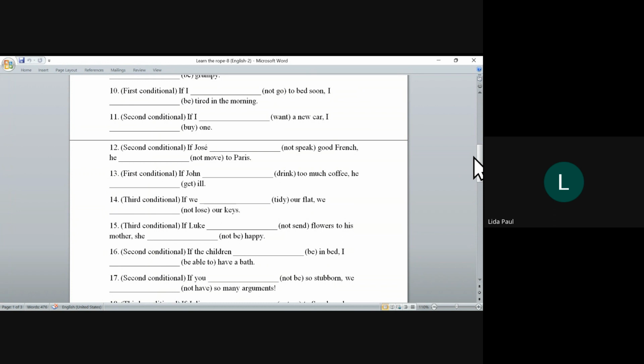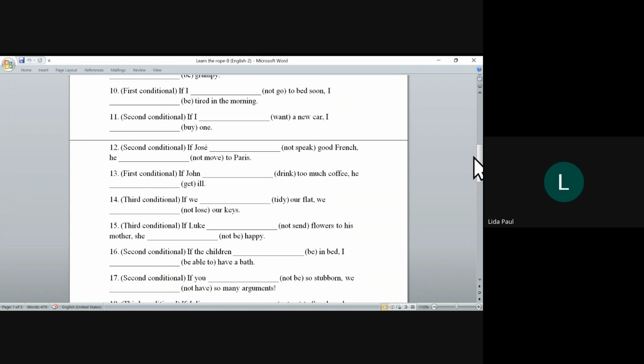14th is third conditional again. If we tidy our flat, we not lose our keys. Third conditional, so we have to use the past perfect form. So if we had tidied our flat, we would not have lost our keys, right? Because V3 form of lose will be lost. If we had tidied our flat, we would not have lost our keys.